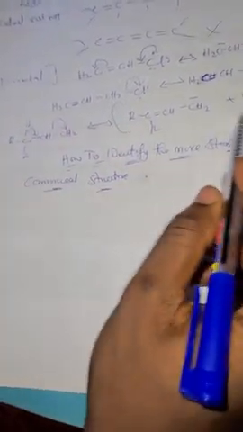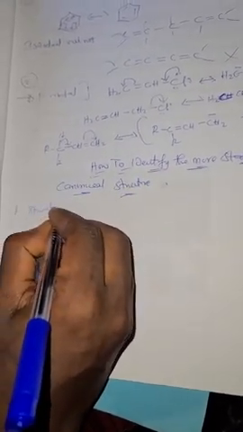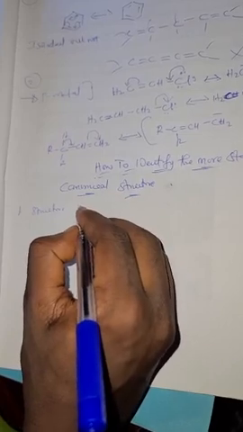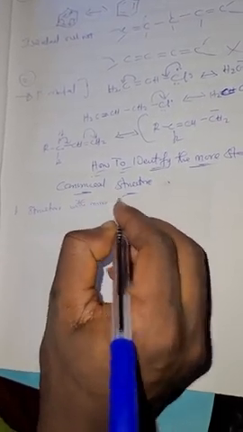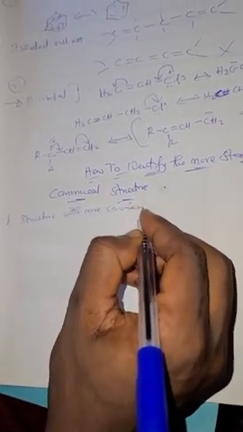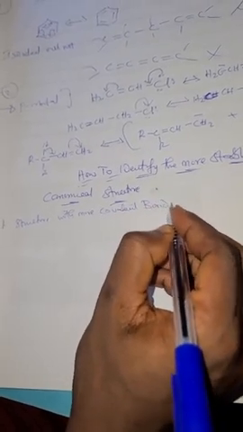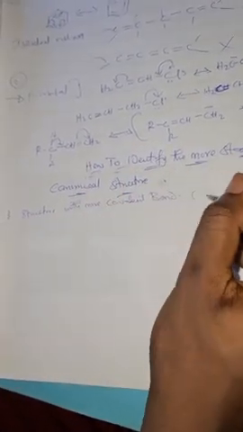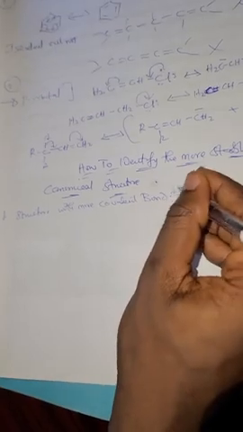So how do you identify the most stable canonical structure? Canonical structure is just like the resonance structure that we were talking about, in a canonical form. One thing is that structures that are more stable, structures with more covalent bonds, are more stable than the one with charge. Are you okay with that? So they are more stable than the one with charges.